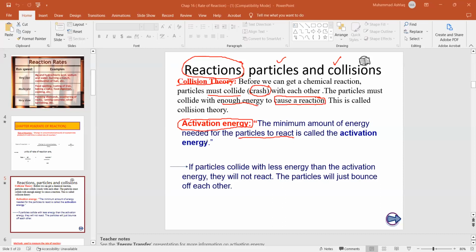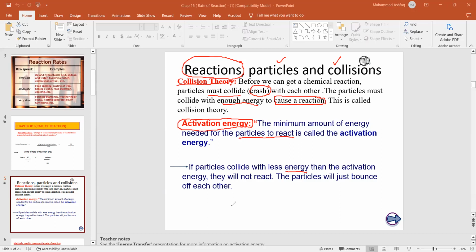Okay. If particles collide with less energy, meaning they don't have the amount of energy that will move the reactant towards the product, there will be no reaction. So it's mentioned here, below the activation energy, they will not react. The particles will just bounce off each other, so no new products will form. They will just go back to their original or previous condition.